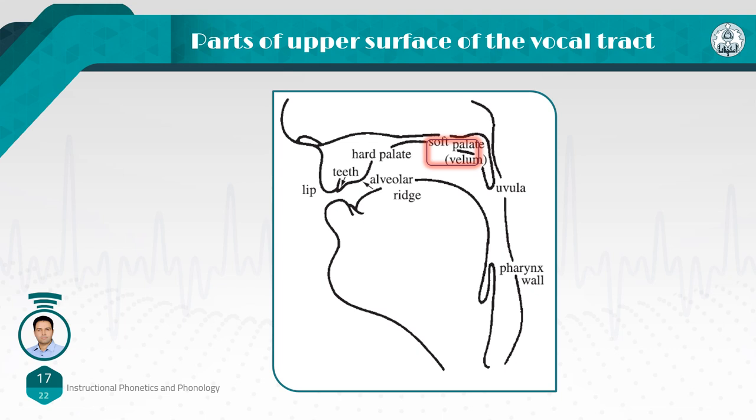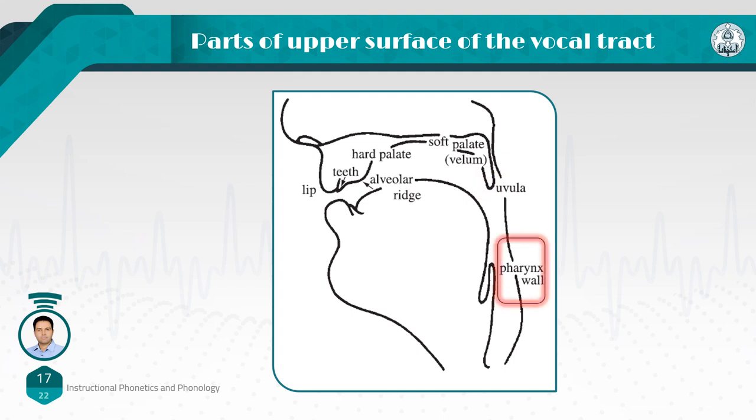The soft palate is a muscular flap that can be raised to press against the back wall of the pharynx and shut off the nasal tract, preventing air from going out through the nose. In this case, we say that there is a velic closure. I will explain it in the other slide. Now, at the lower end of the soft palate is a small thing hanging down that is known as the uvula. In Farsi we call it small tongue, something that is hanging.